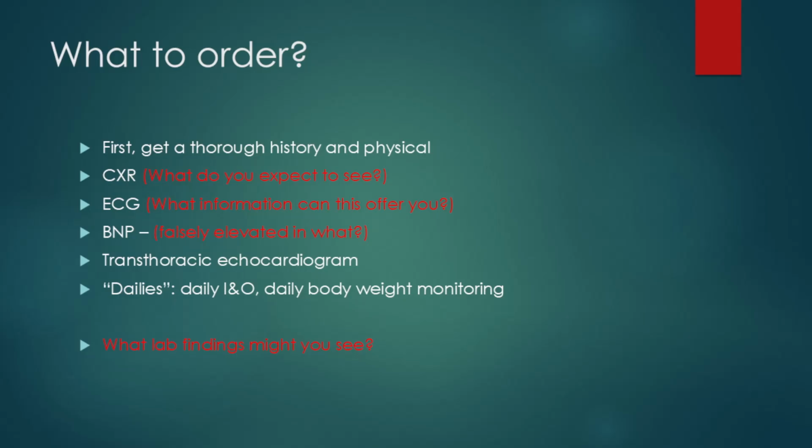Maybe this person has aortic stenosis leading to poor systolic function, right? Maybe they have mitral stenosis, which leads to a decreased end diastolic volume and backup into the left atrium. Maybe they have aortic or mitral regurgitation. So these are all things that the echo can tell you.